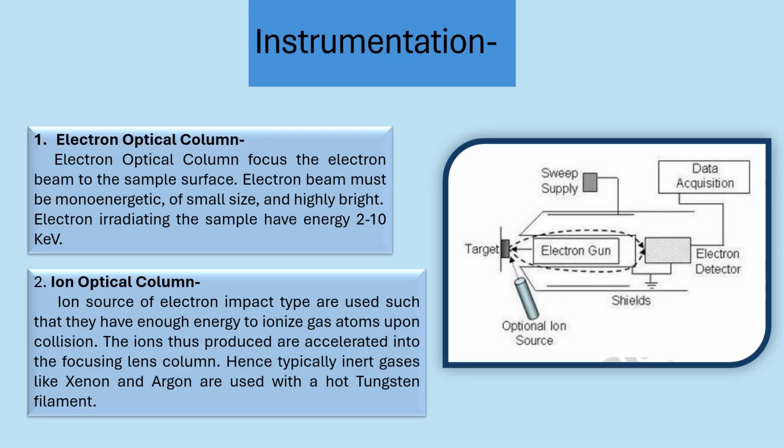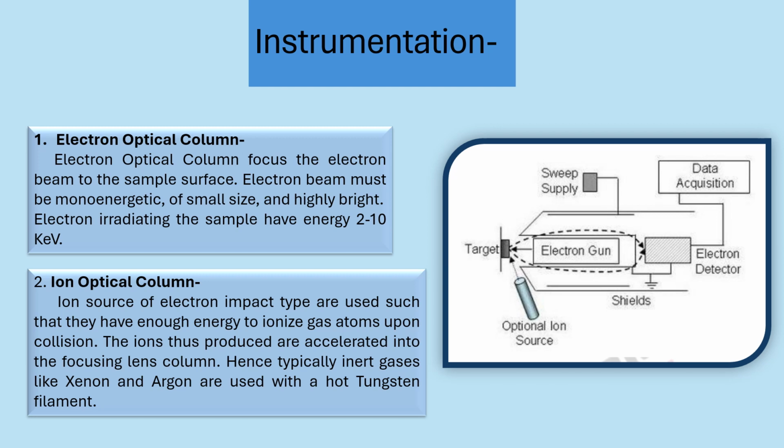Further, let's talk about the instrumentation. This is a typical schematic diagram of the AES spectrometer. It comprises an electron optical column, an ion optical column, electron gun, detector, data acquisition center, target, etc. So let's start with the first one, the electron optical column. The electron optical column focuses the electron beam on the sample surface.